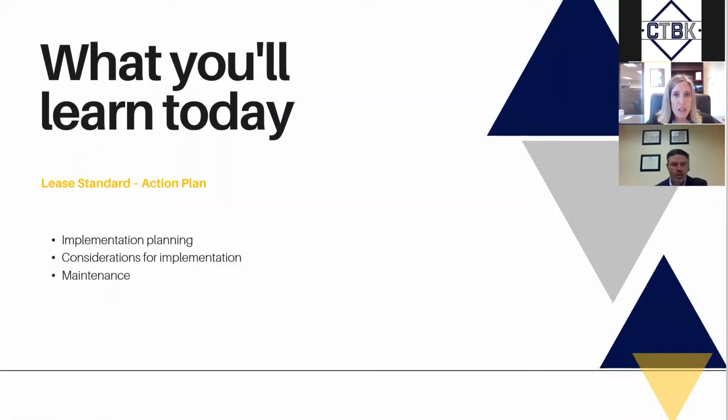So just on the agenda today, what we're going to go over. We're really going to look at that action plan and what are the things that you should be considering in the planning stage of implementation. Then when you actually get into, okay, what are the steps or action plans I need to do now that I'm getting ready and I want to have that implemented. So some considerations, steps that you can actually take.